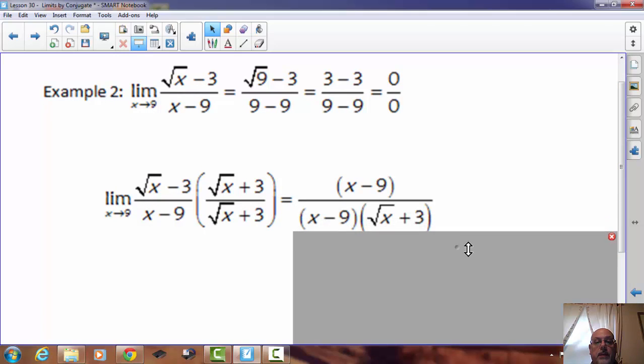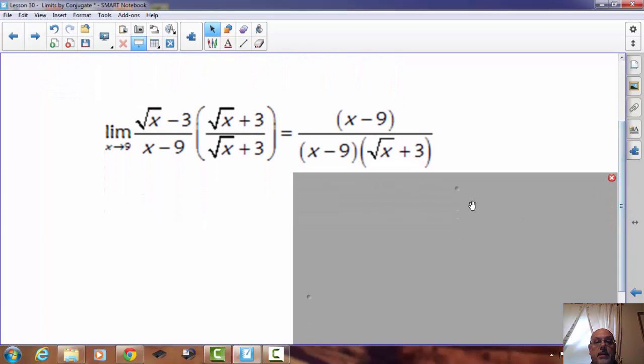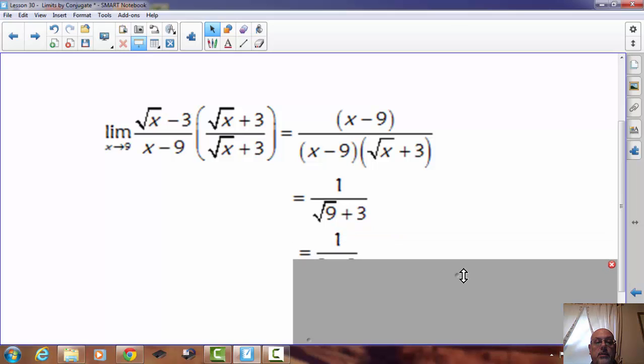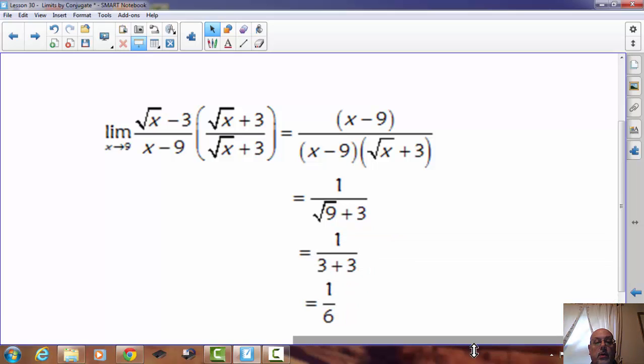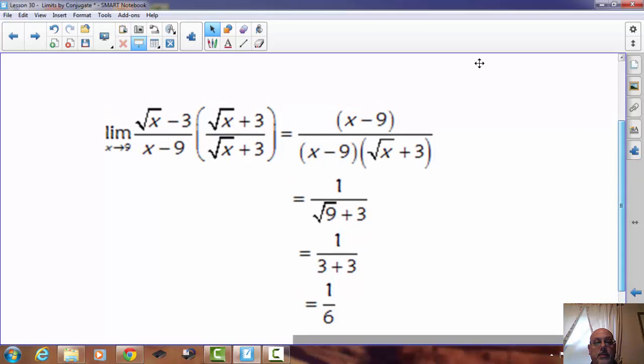So you wind up with x minus 9 over x minus 9 times radical x plus 3. So the x minus 9's cancel, and you will have 1 over radical x plus 3, and I substituted the 9 in there. So you have 1 over radical 9 plus 3. The square root of 9 is 3. You have 1 over 3 plus 3, or 1 over 6. So again, if you need to go back to the previous problem to see how the numerator with the conjugate simplified, go do that.